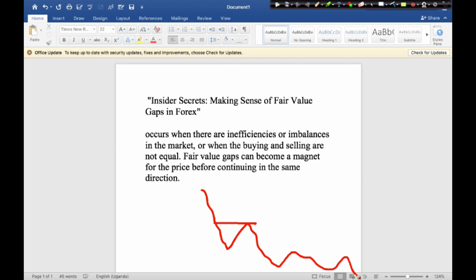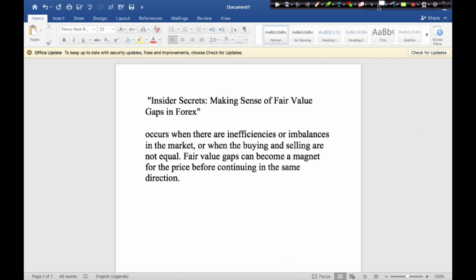So the causes are basically those. They can be economic, political, sentimental, or social factors that are probably sometimes abrupt, and cause the buyers or the sellers to be smaller than the other, and in the process we happen to get the gap at that very particular moment.